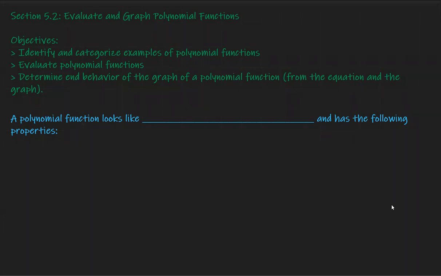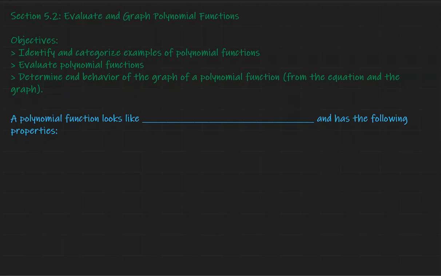And then we're going to evaluate those polynomial functions. You should be familiar with that as well, at least with the ones you're familiar with. And then we're going to determine something new called end behavior of the graph of a polynomial function. We're going to do this from both the equation and the graph. So let's start off with what a polynomial function is. What are some characteristics of it?